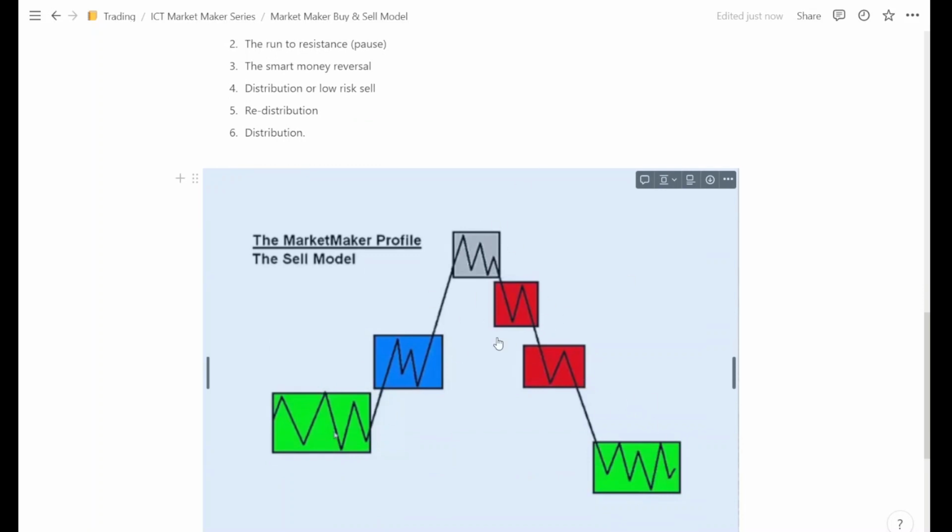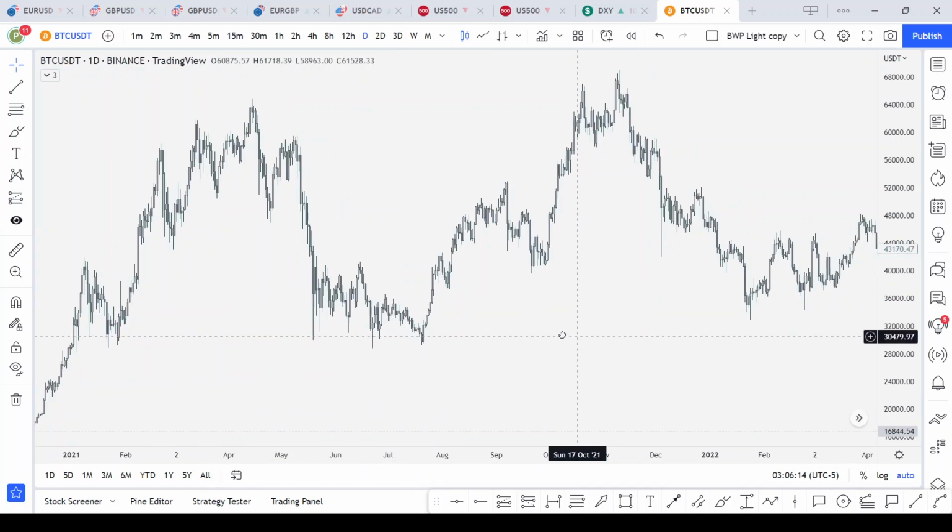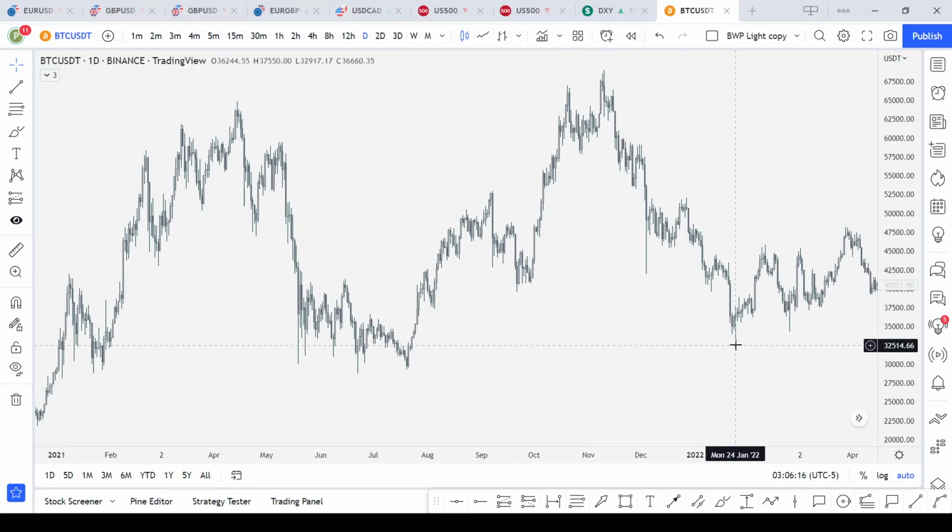So let's go into the charts and then I will show you multiple examples of this. I'm going to start with the BTC chart because this is the very first model that I saw live and it's played out.